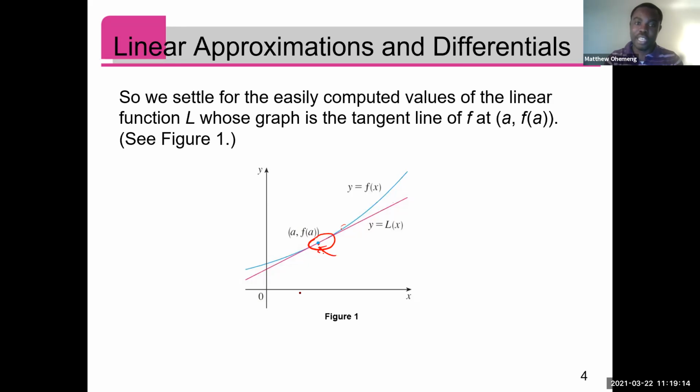And the reason why we use linear approximations is that linear functions are easy to evaluate. They are very, very easy to evaluate, right? That's why we do this. Okay, so that's the concept.